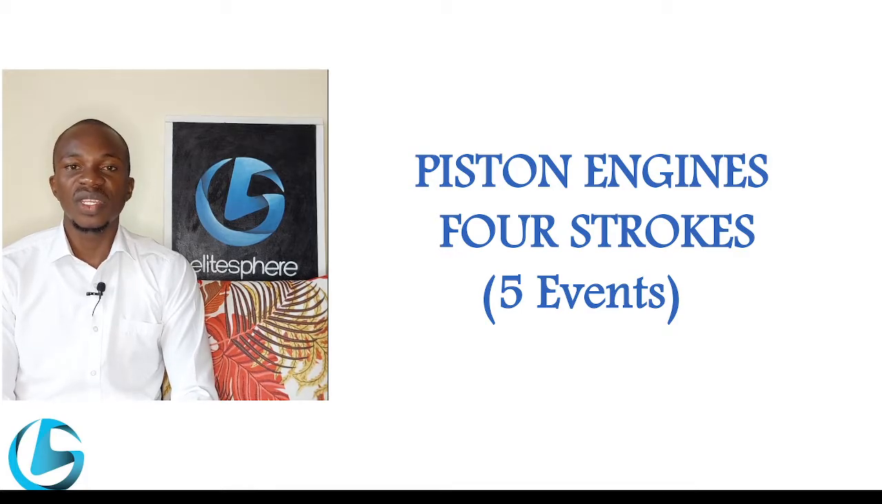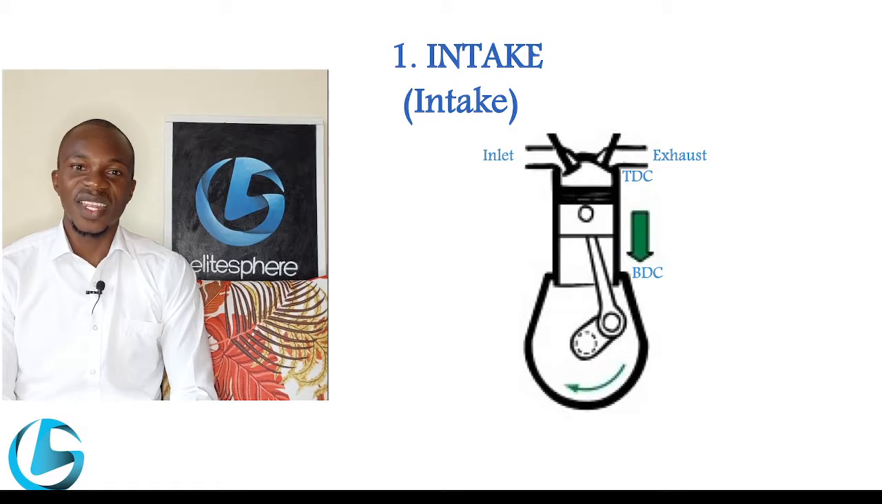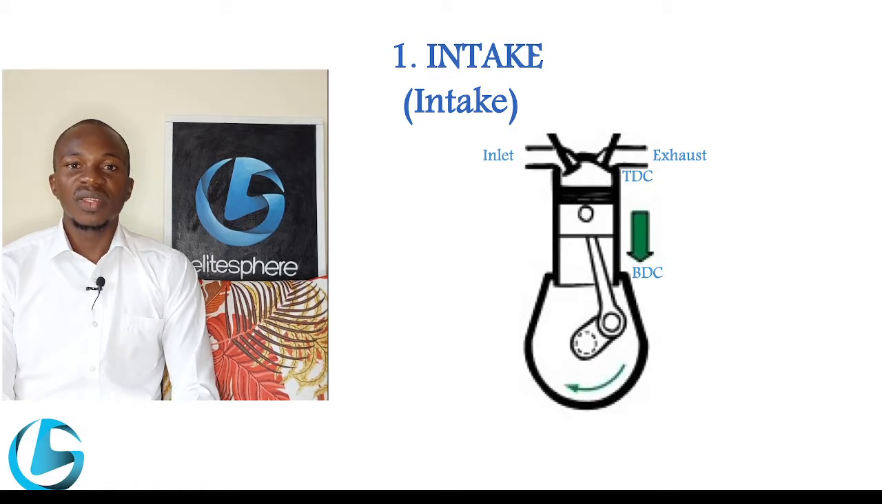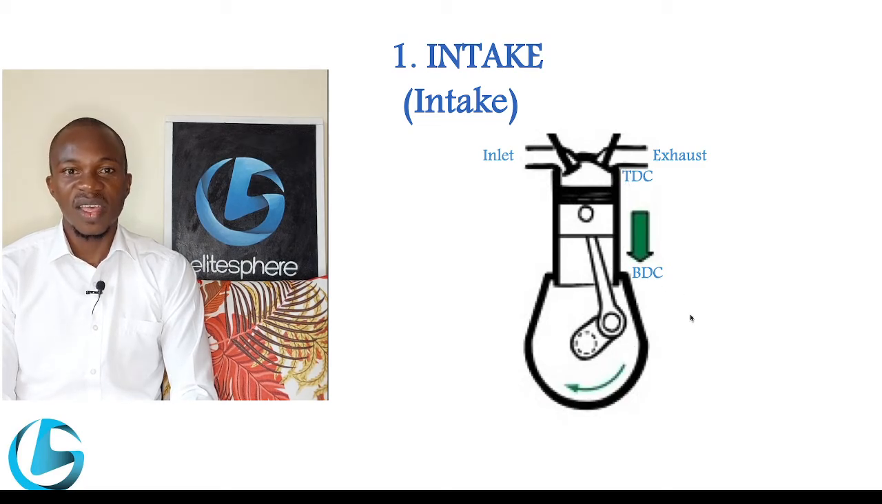Combustion in a piston engine takes place inside a cylinder. The piston travels from the top dead center to the bottom dead center, or from the bottom dead center to the top dead center, to complete a stroke. For the four-stroke cycle, 5 events take place, and these are what we're going to be looking at in this video.